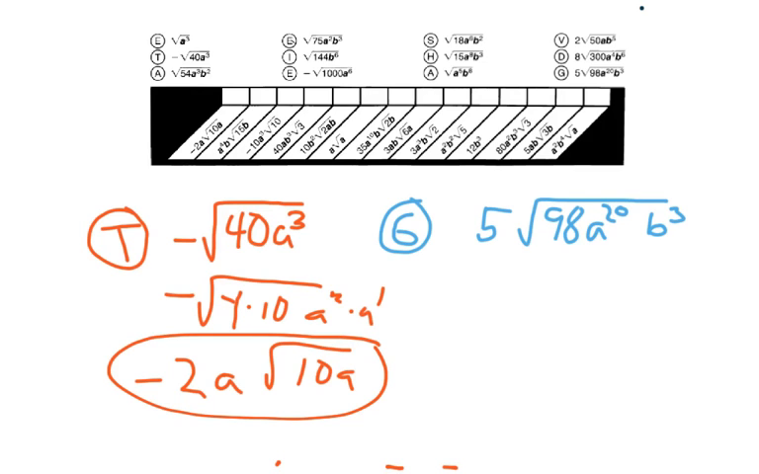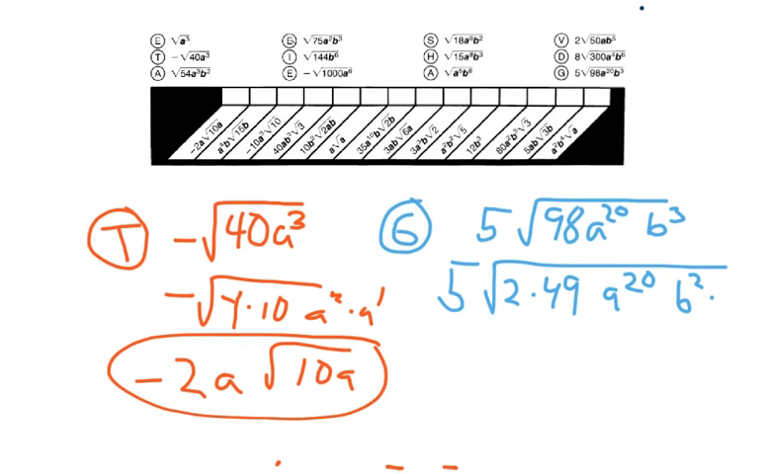Let's see here. Okay, got some work to do on this one. This 5 is waiting outside to see what escapes to multiply it by. So let's see, 5 out here. 98 I can break down into 2 times 49. A to the 20th is even. I'm going to leave that. B to the third becomes B to the second times B to the first. Okay, circle the things that can escape. 49 can escape, A to the 20th can escape, and B to the second can escape. Okay, 49 escapes because the square root of 49 is 7, so it's going to be 5 times 7.